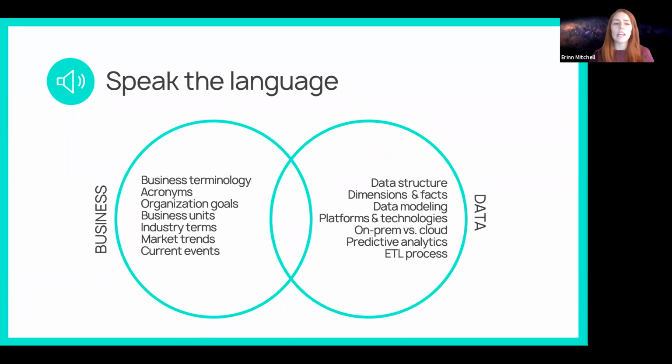And on the flip side, I think there's a lot of different personalities on the business side, and it's important as the data translator to meet their communication style. So I would say observe how they like to communicate, connect, and make sure that you build trust because ultimately you want trust on both sides of that Venn diagram.